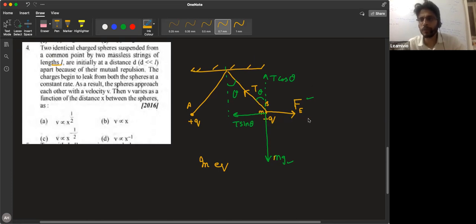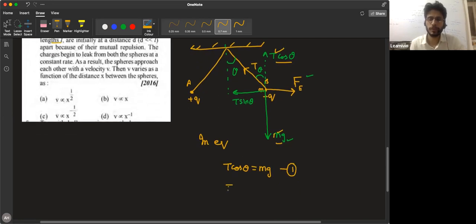See, if the system is in equilibrium, that simply means net force is zero. Net force is zero only if the force acting in the upwards direction can balance the force acting in the downwards direction. If T cos theta can balance Mg, then the system is in equilibrium. T cos theta will balance Mg. That's the first equation. Yes, Ishma. Now, can you tell me which two more forces will balance each other? T sin theta and Fe. Yes, T sin theta and electric force will balance each other.